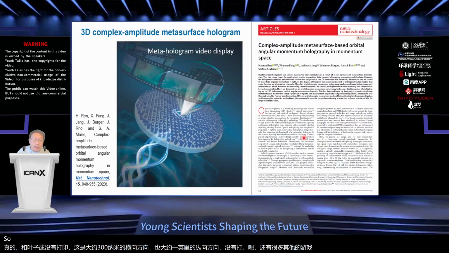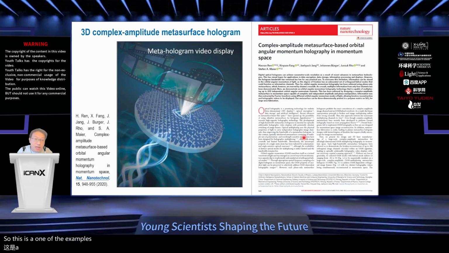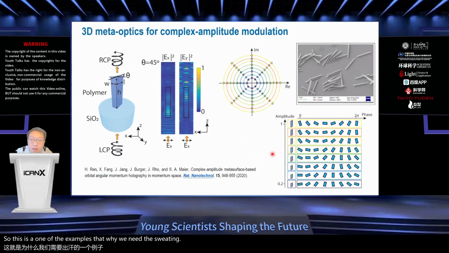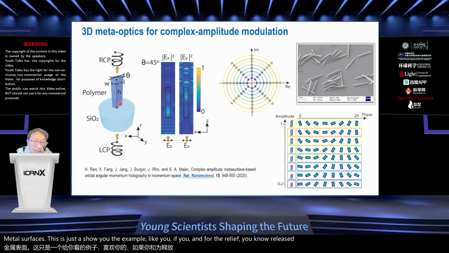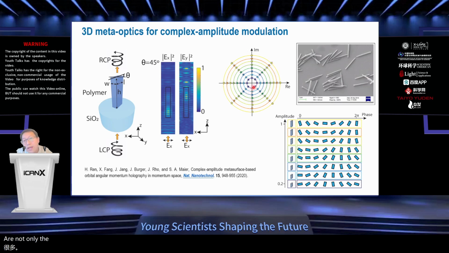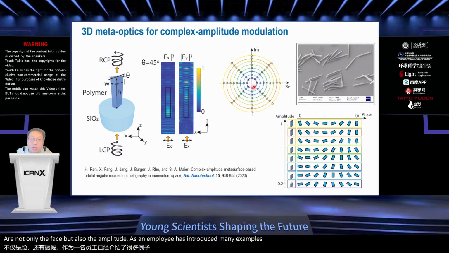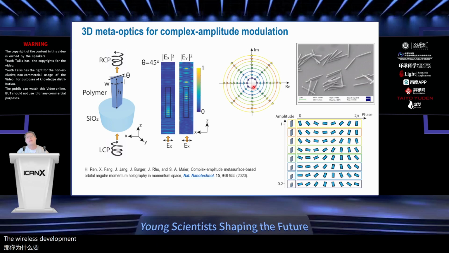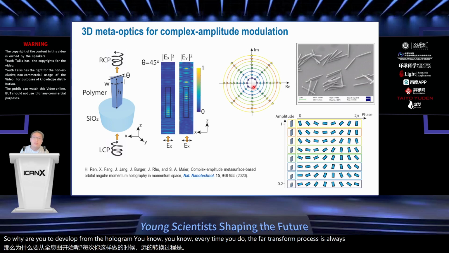This is one of the examples of why we need 3D metasurfaces. It shows the example of fully releasing the high degree of freedom. This dimension can be used to control not only the phase, but also the amplitude, as Inki has introduced with many examples of metasurfaces, right? The metasurface holograms. When you develop the hologram, every time you do the Fourier transform process, it is always based on the complex amplitude.